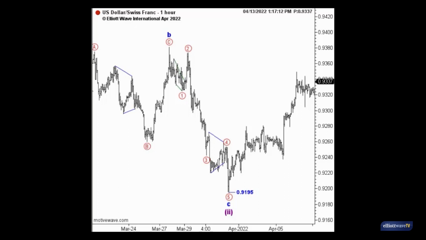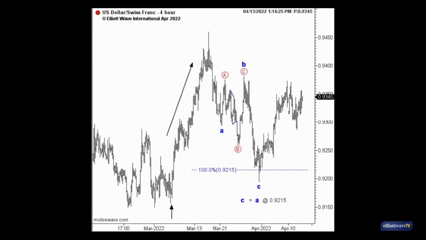So you can see in this example how we were able to follow a corrective movement to its conclusion, identify with a high degree of confidence that the decline was coming to an end and that a reversal was due, as the market had satisfied expectations both structurally and then the relationship between wave C and A.